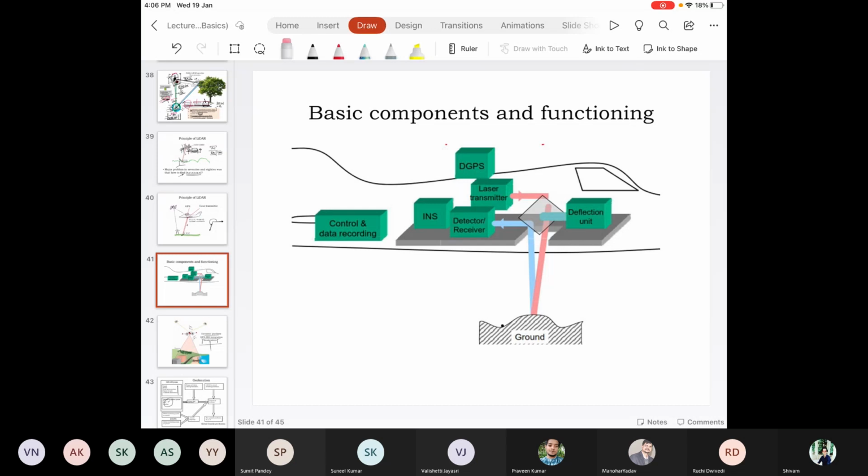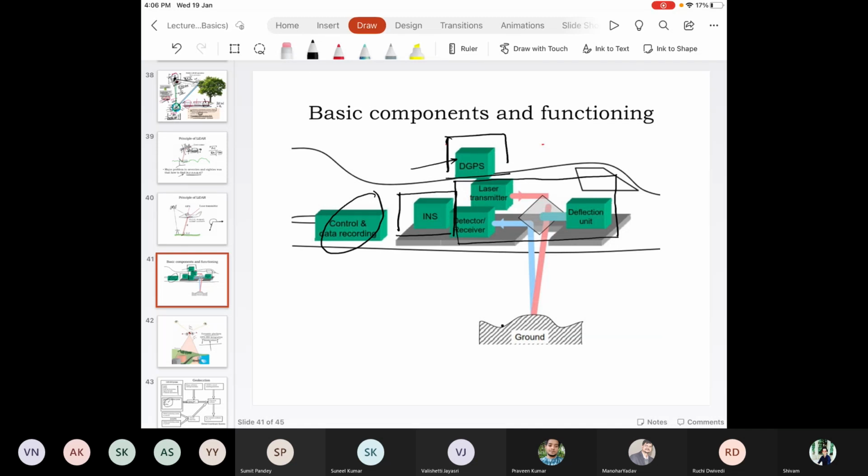the various components are mainly the laser scanner unit. The laser scanner unit is comprised of a laser transmitter and laser receiver with a deflection unit. And we have a DGPS unit. We have an INS unit, which gives us the angles. And finally, we have a centralized control and data recording unit. This data recording unit collects data from the individual sensors, and finally those data are combined together to geolocate a point.